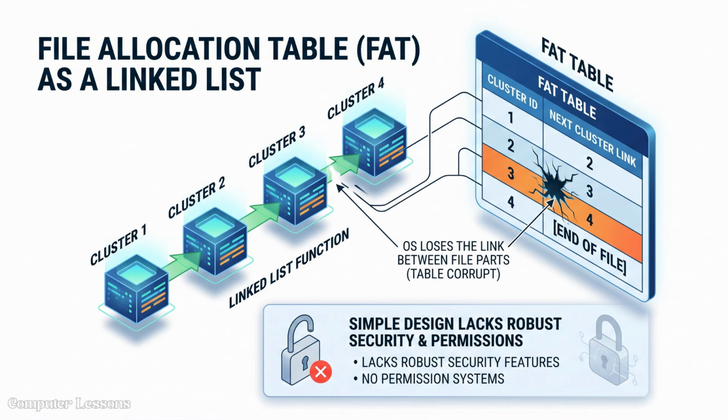The file allocation table functions as a linked list that tells the computer which cluster comes next. If the table becomes corrupt, the operating system loses the link between the parts of a file. This simple design lacks the robust security features and permission systems required by modern enterprise environments.